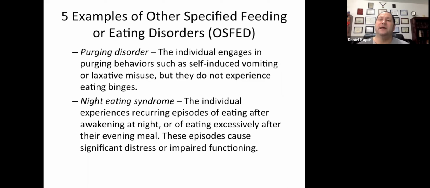So notice that the DSM-5 modified the terminology of eating disorder not otherwise specified, but they gave it a little more teeth to try and explain the examples of when you would get these particular OSFEDs. So I hope this was useful.